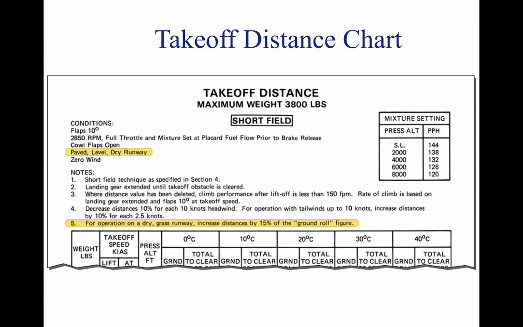The important factors of takeoff or landing performance are that takeoff or landing speed is generally a function of the stall speed or minimum flying speed, and the rate of acceleration or deceleration during the takeoff or landing roll.